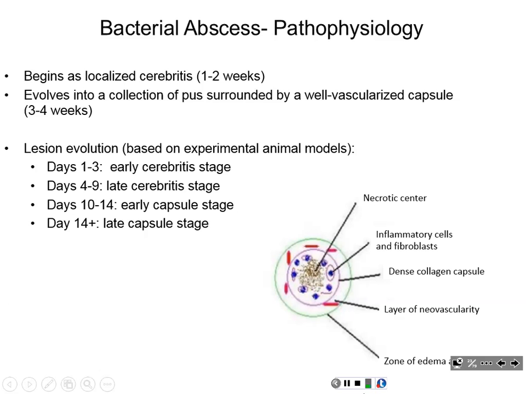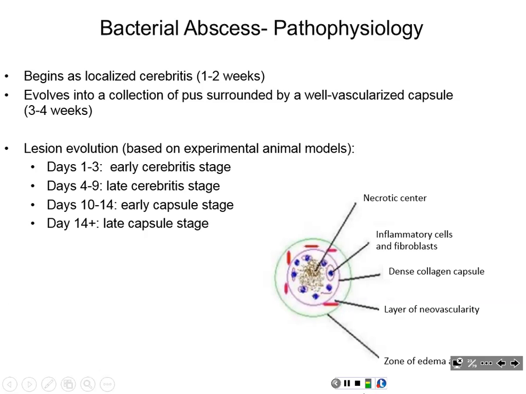And here we have a perivascular infiltration of inflammatory cells that surround a core of coagulative necrosis because of the bacteria starting to cause necrosis. There's lots of edema here. This isn't going to show up on neuroimaging. It's the first 1 to 3 days of an infection.